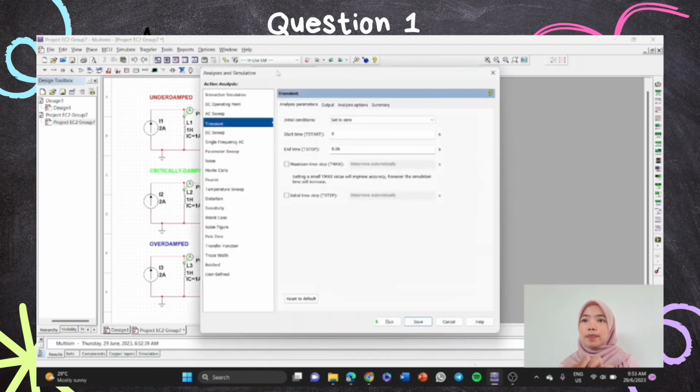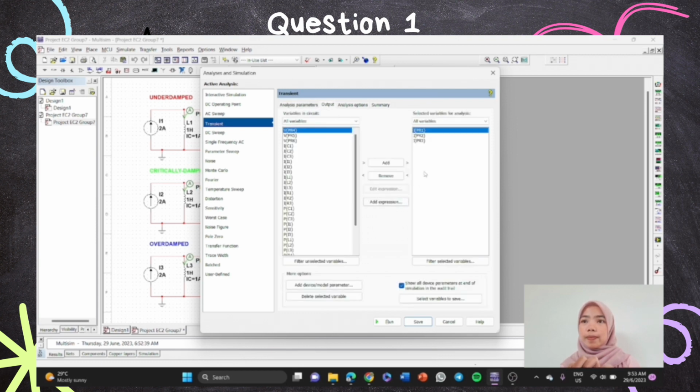The time frame we use is 0.06 seconds, and for the output, we're going to look at voltage versus time first. Okay, run.